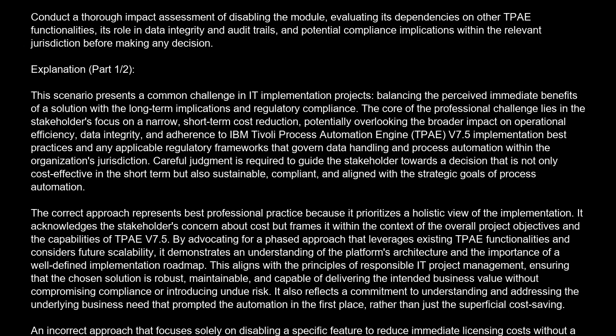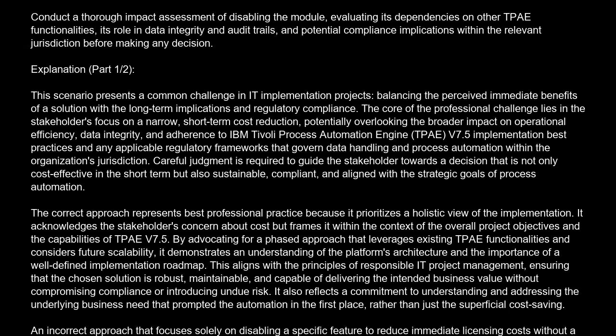Explanation. This scenario presents a common challenge in IT implementation projects, balancing the perceived immediate benefits of a solution with the long-term implications and regulatory compliance. The core of the professional challenge lies in the stakeholder's focus on a narrow, short-term cost reduction, potentially overlooking the broader impact on operational efficiency, data integrity, and adherence to IBM Tivoli Process Automation Engine (TPAE) v7.5 implementation best practices and any applicable regulatory frameworks that govern data handling and process automation within the organization's jurisdiction.